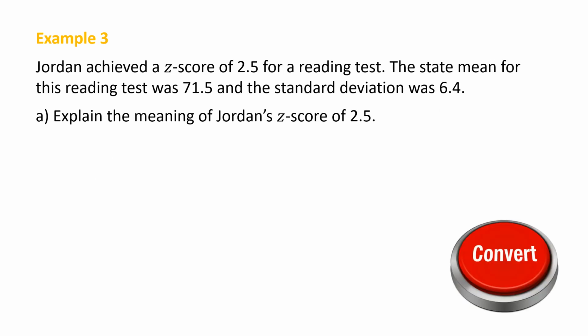Example 3. Jordan has achieved a z-score of 2.5 for a reading test. The state mean for that reading test was 71.5 and the standard deviation was 6.4. Part A wants us to explain the meaning of that 2.5 score. What that 2.5 is saying is it's 2.5 lots of the standard deviation from the mean. So 2.5 times that 6.4 above the mean, because it's a positive z-score, it's going to be above the mean.